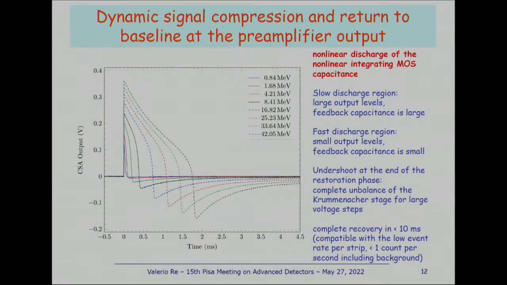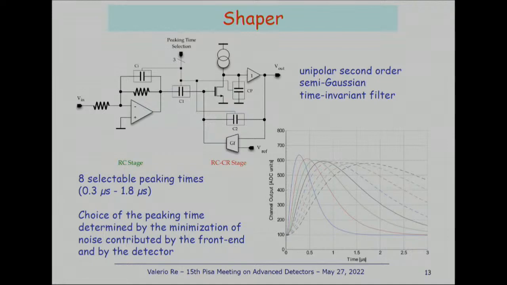So, of course, this Krummenacher feedback operates in a non-linear fashion for large signal amplitudes. It also has some complicated return to baseline, considering that we have this non-linear feedback capacitor that has to be discharged. But anyway, we are able to completely recover the baseline in less than 10 milliseconds, which is adequate for this application, where we expect to have a hit rate below 1 Hertz in each channel.